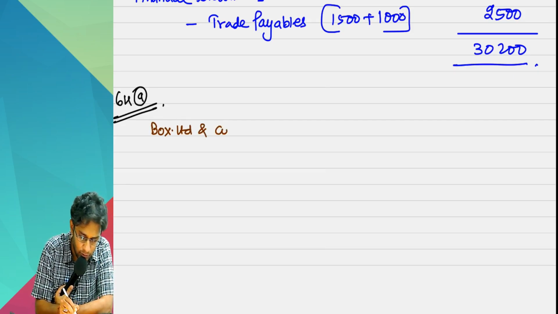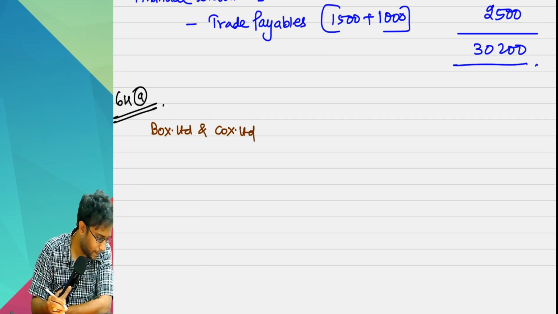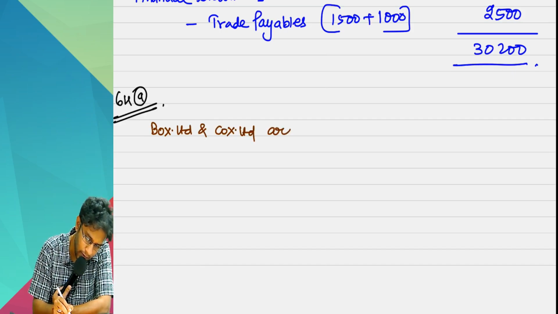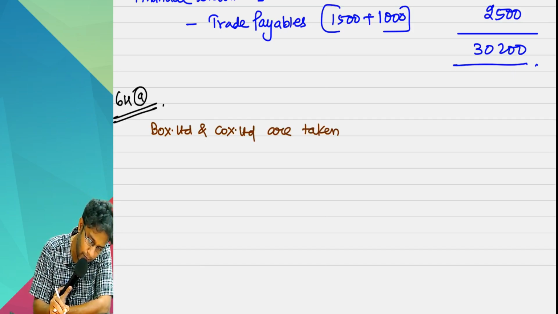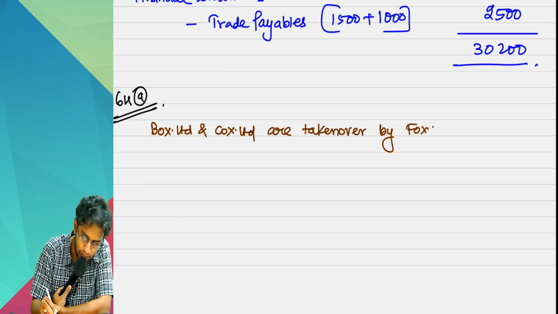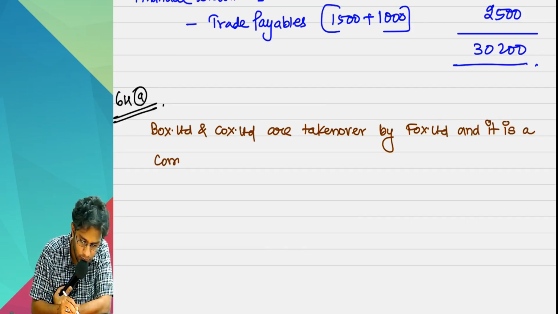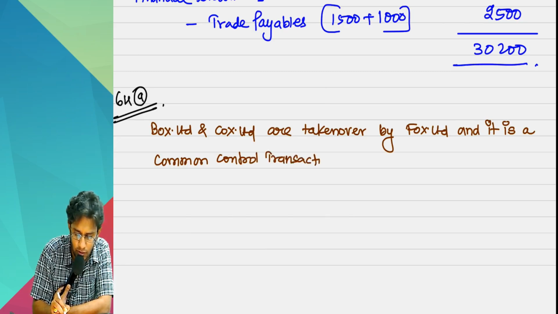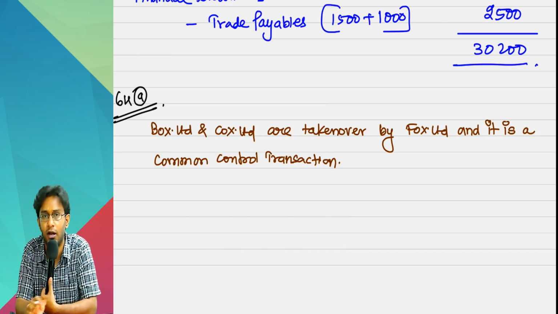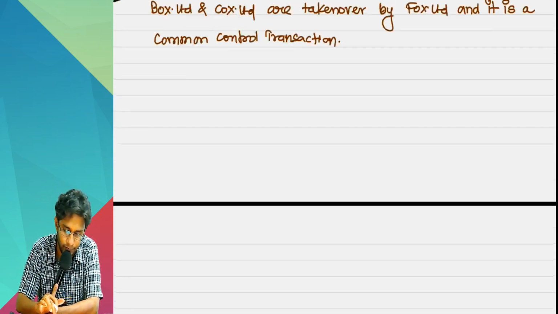Box Limited and Cox Limited are taken over by Fox Limited and it is a common control transaction. Sir, how do you know it is a common control transaction? I do not know, he told.